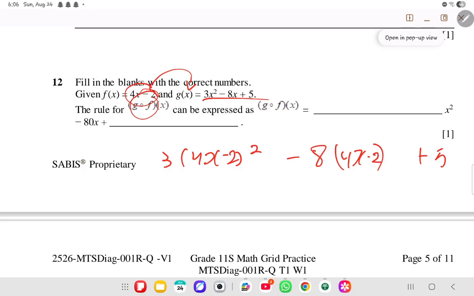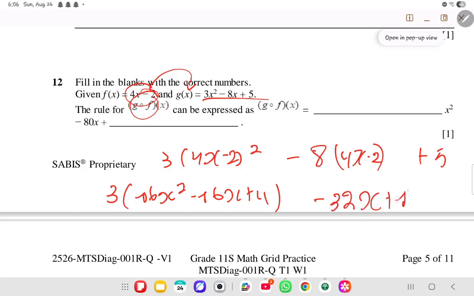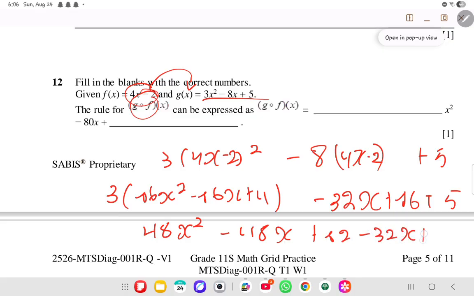Right? Now, let's expand. First of all, you're going to expand these squares, so it's going to be 16x squared minus 16x plus 4, minus 32x plus 16 plus 5. Then you'll multiply by 3, so 48x squared minus 48x plus 12 minus 32x plus 16 plus 5. Then after expanding, you're going to get 48x squared minus 80x plus 33. That is it for this question. We'll move on to the next question.